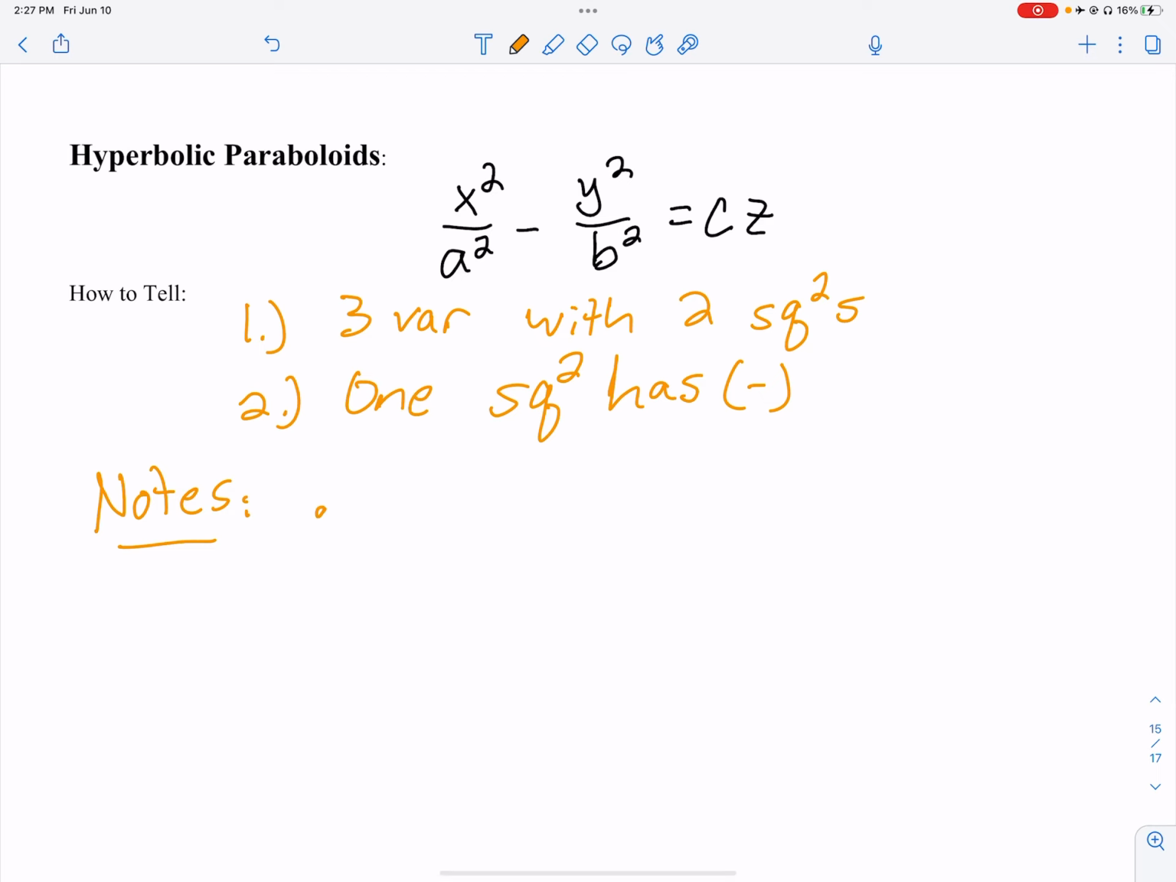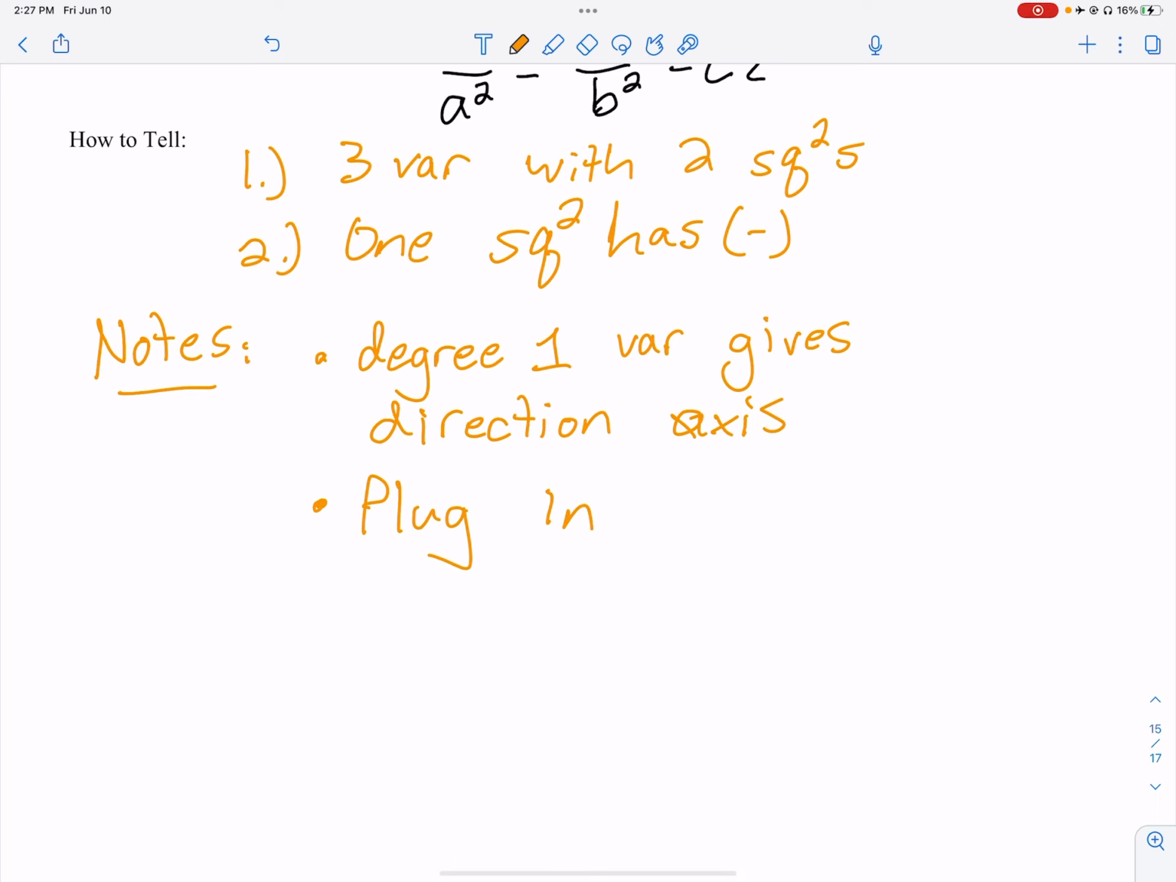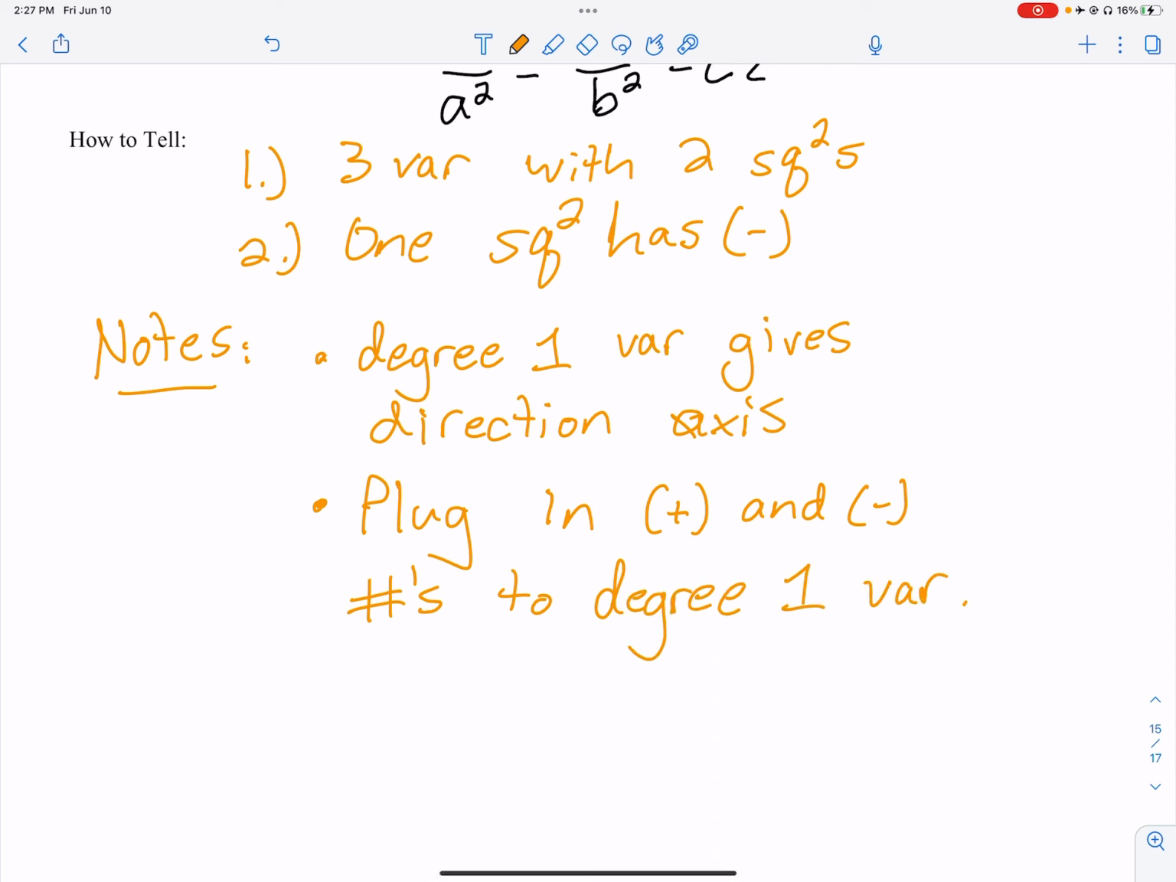All right, notes would be that the degree one variable gives the direction of the axis. And then the next thing, to get a trace here, plug in plus and minus numbers to the degree one variable. All right, these will make sense after our example.